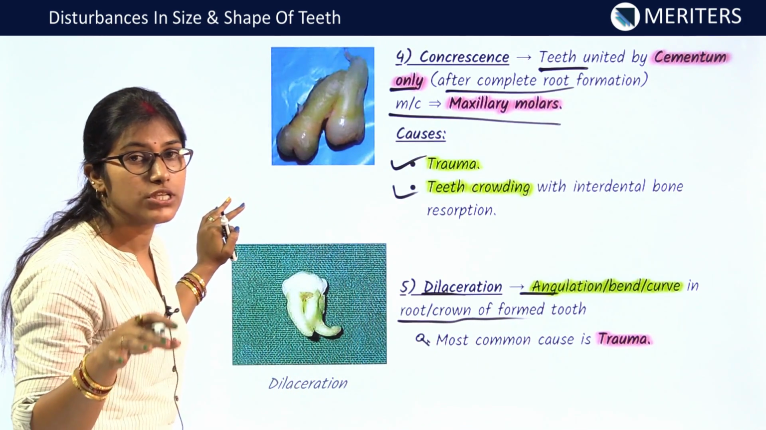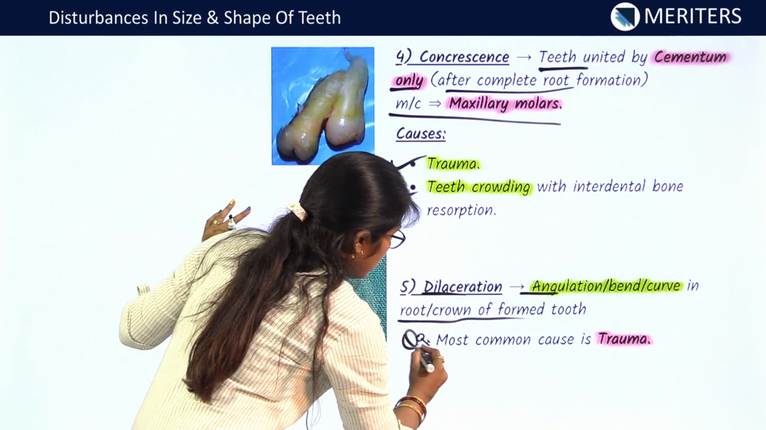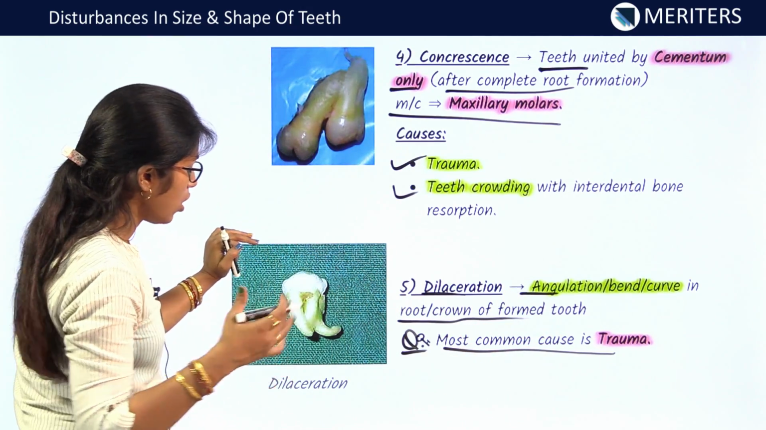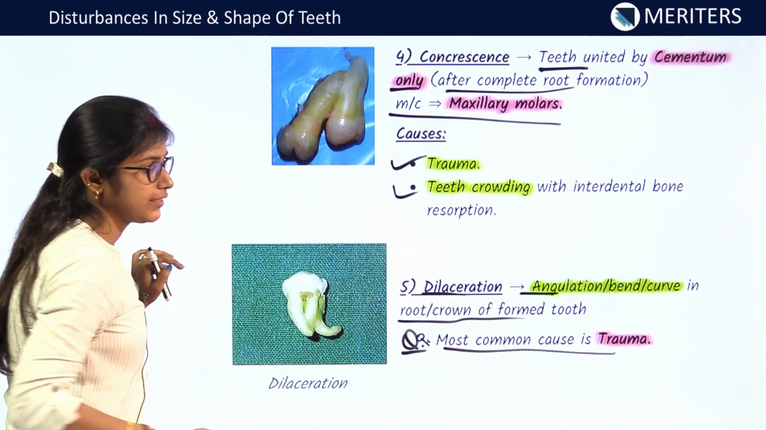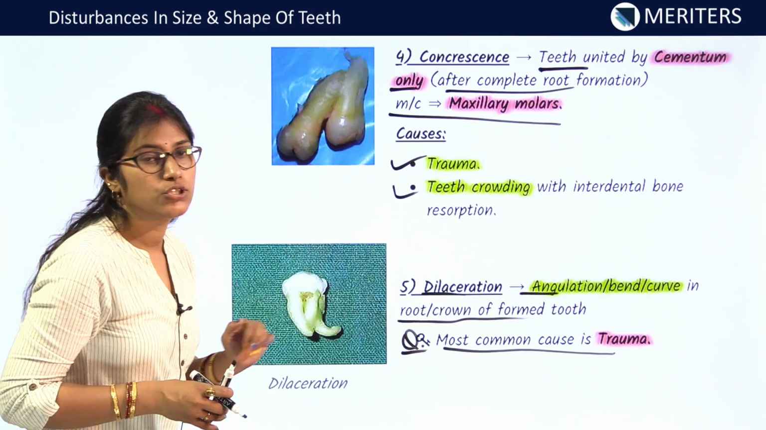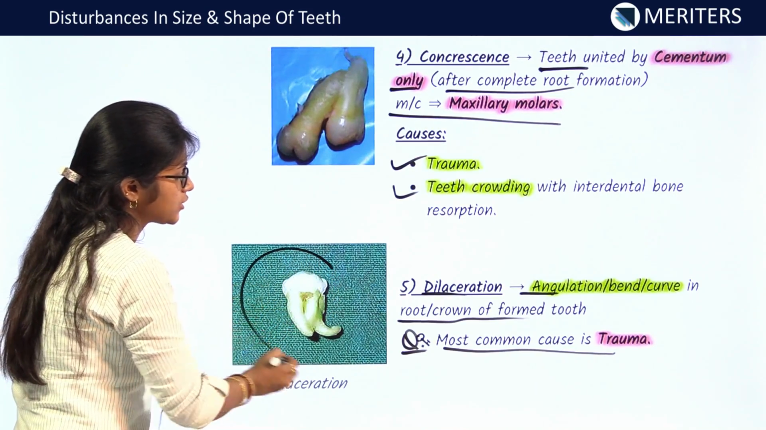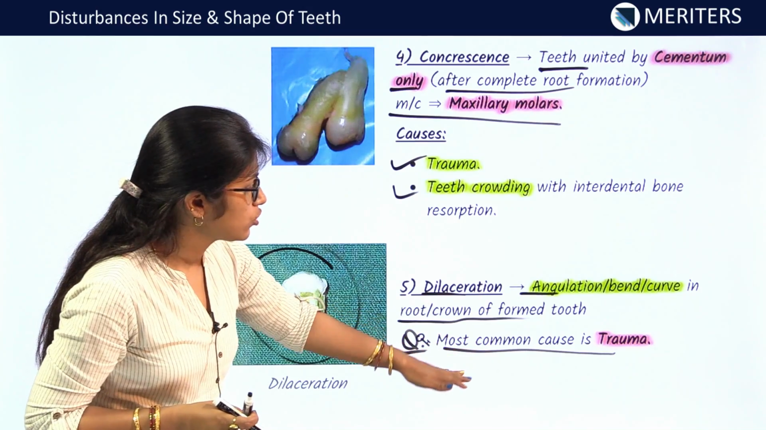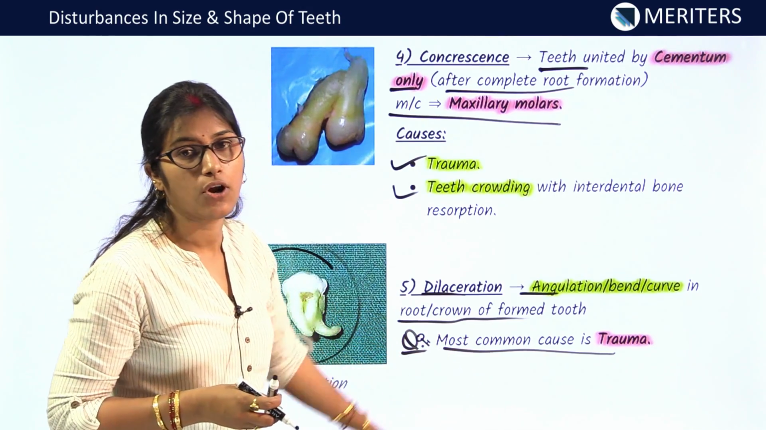Okay, the most common cause is trauma, and this is asked as a question. Most common cause of dilaceration is trauma. Or you may get this picture and then the question will be the most common cause of this condition. Then you should first of all identify this picture as dilaceration. Then you should know that the most common cause of dilaceration is trauma.